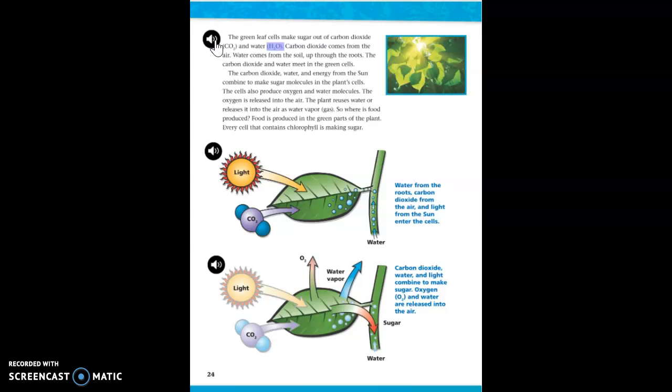The cells also produce oxygen and water molecules. The oxygen is released into the air. The plant reuses water or releases it into the air as water vapor, gas. So where is food produced? Food is produced in the green parts of the plant. Every cell that contains chlorophyll is making sugar.